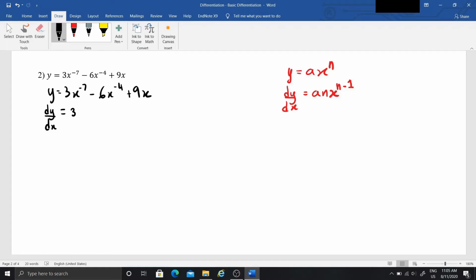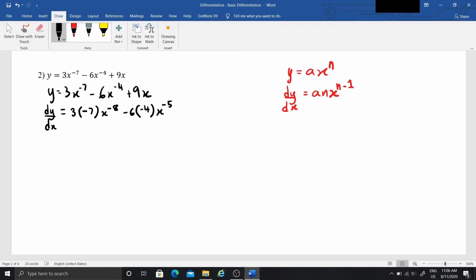So 3 is a and minus 7 is n. Then you write the x, and then you put minus 7 minus 1, which gives you minus 8. And then you have the second term. The second term is minus 6x to the power of minus 4, so a equals minus 6 and n equals minus 4. Therefore, the differential will be minus 6 times minus 4 times x to the power of minus 5.